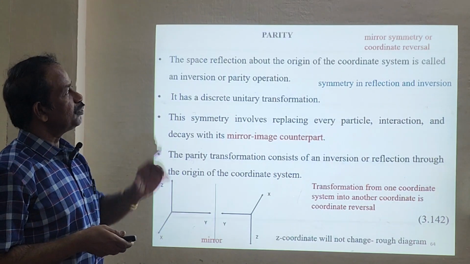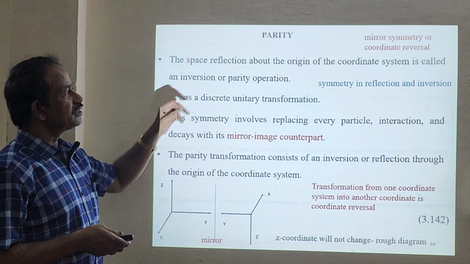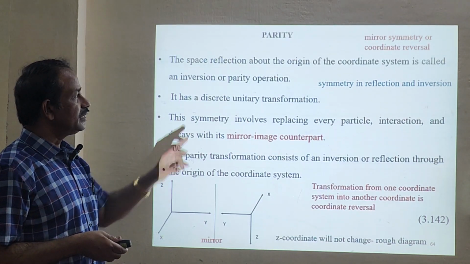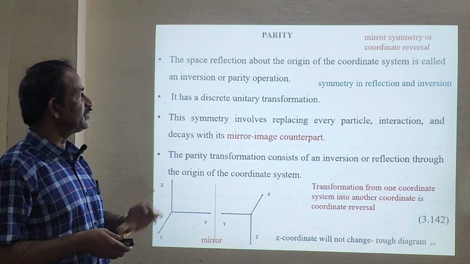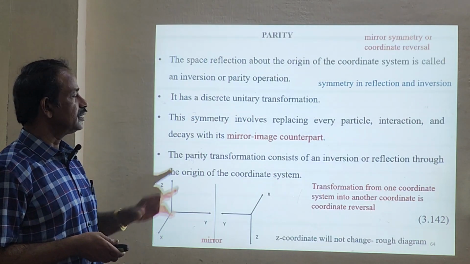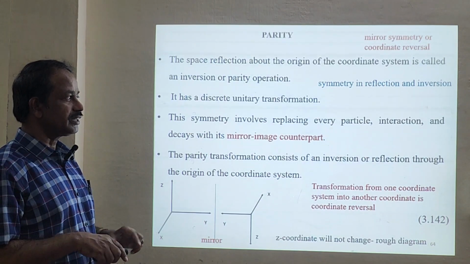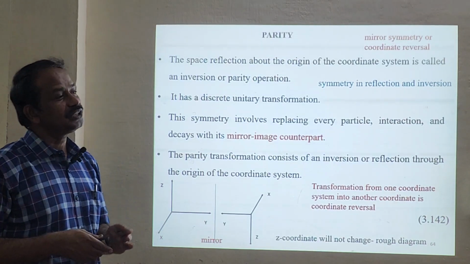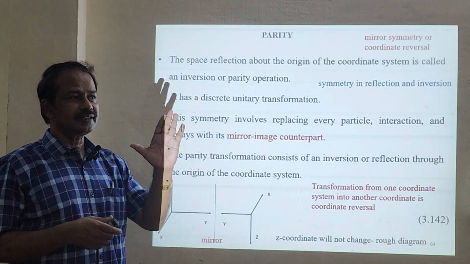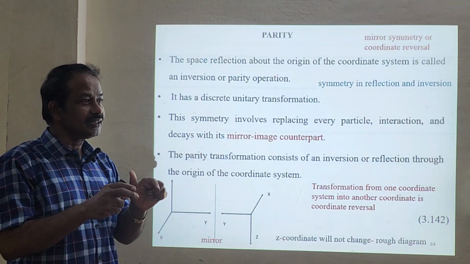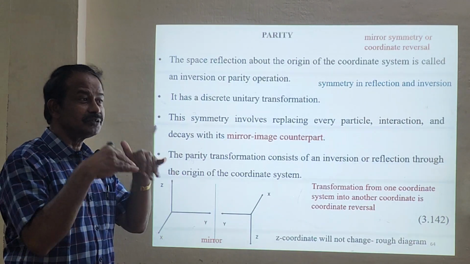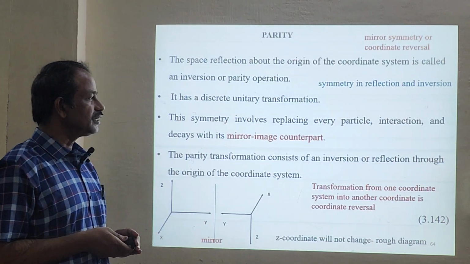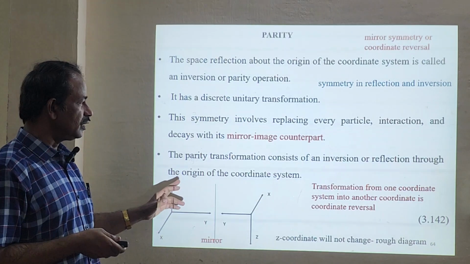So the space reflection about the origin of the coordinate system is called the inversion or parity operation. So symmetry in reflection and inversion. It is a discrete unitary transformation, as we discussed already. This symmetry involves replacing every particle interaction and decay with a mirror image counterpart. They thought earlier that whatever happens in front of the mirror, the same physical quantity can also be observed inside. The parity transformation consists of an inversion or reflection through the origin of the coordinate system.